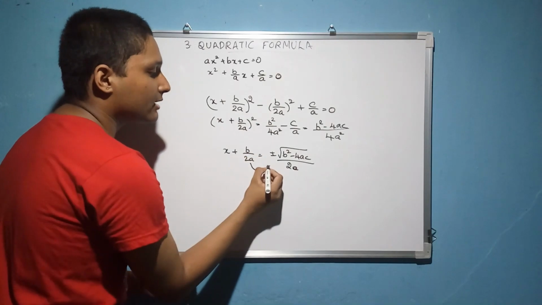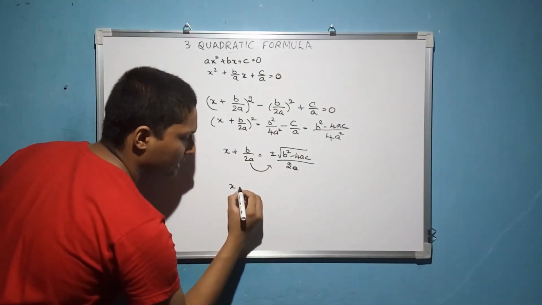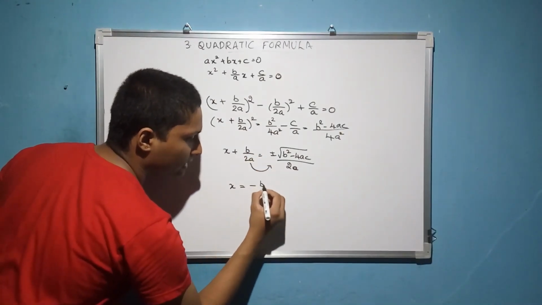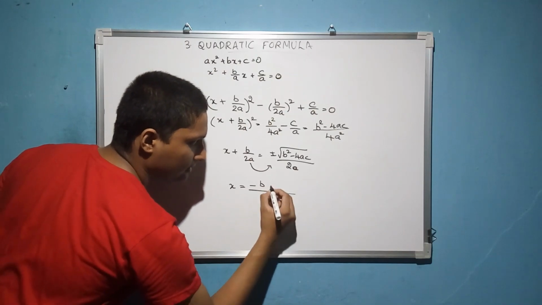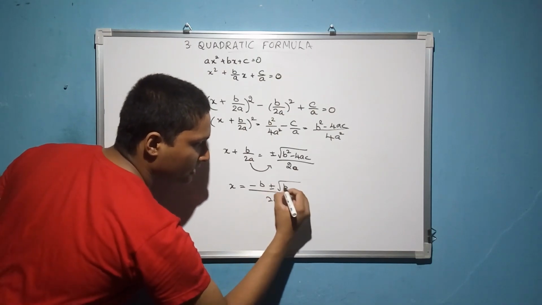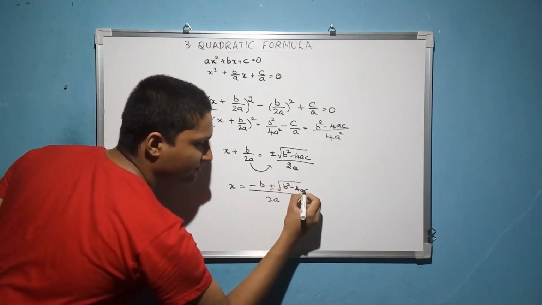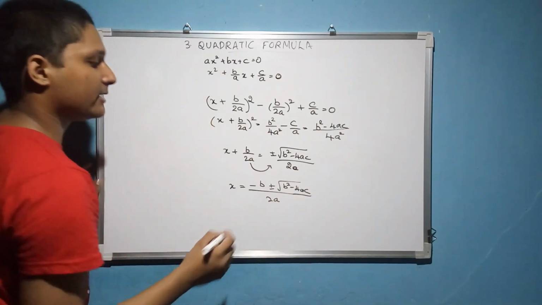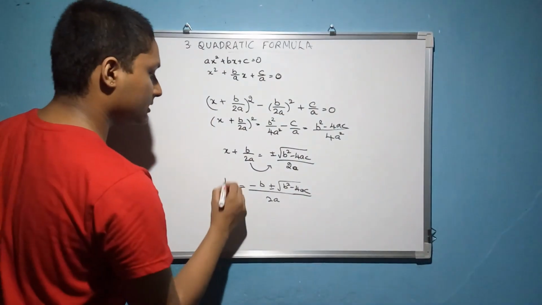Now this thing I need to take to the right hand side. So it is going to be x is equal to −b divided by 2a here, then plus or minus root of b² − 4ac. Okay, we need to think only about this much. This is going to be the quadratic formula.